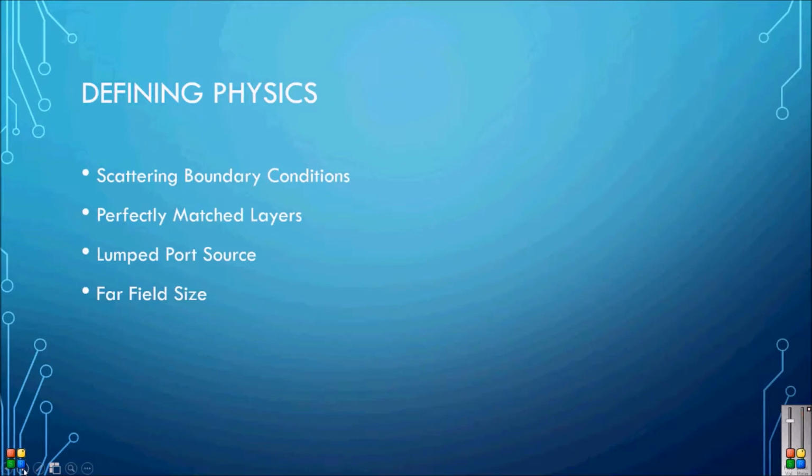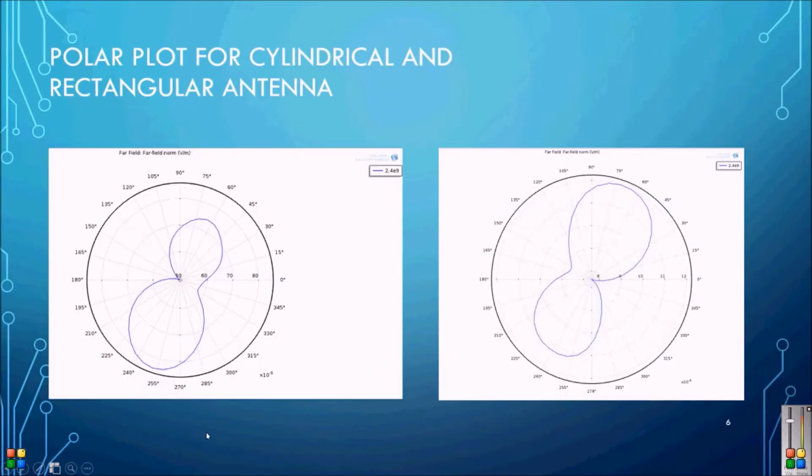The 2D polar plots computed for the two models are shown here. The cylindrical plot is shown on the left and the rectangular plot on the right. The cylindrical plot does in fact show a less omnidirectional pattern. However, the magnitude of the electric field strength is much greater in the cylindrical plot than the rectangular model.